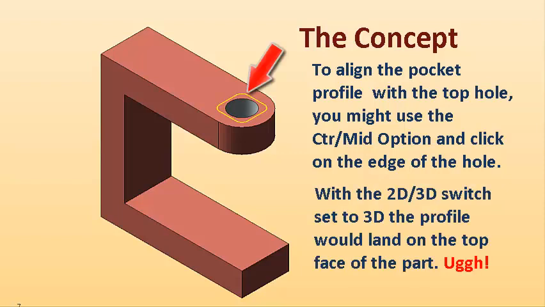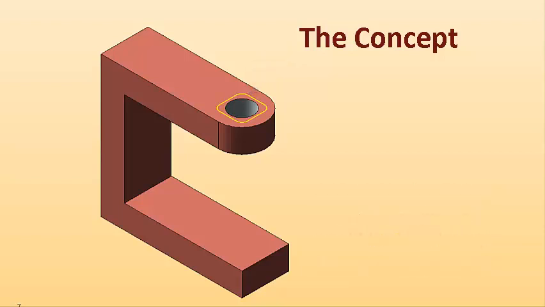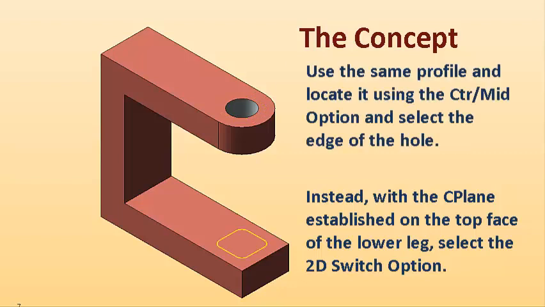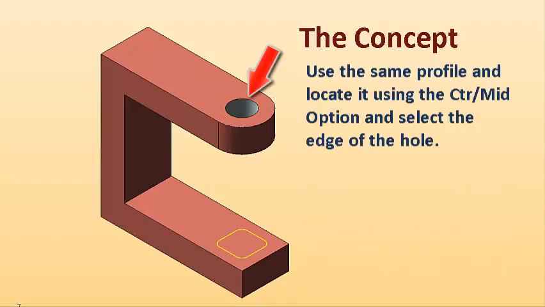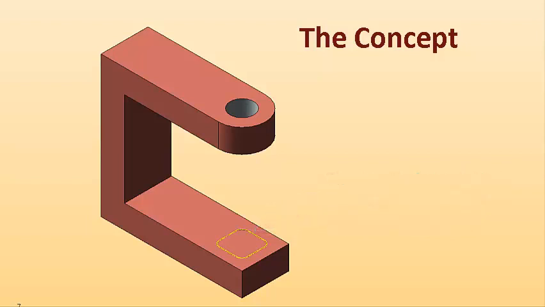If we click by center mid on that hole with the 2D/3D switch set to 3D, the profile lands up there. That's not what we want. Instead, if we flip that construction plane 2D/3D switch to 2D, when we click with center mid at the top, the profile lands on the bottom face. It's projected to the current active construction plane.